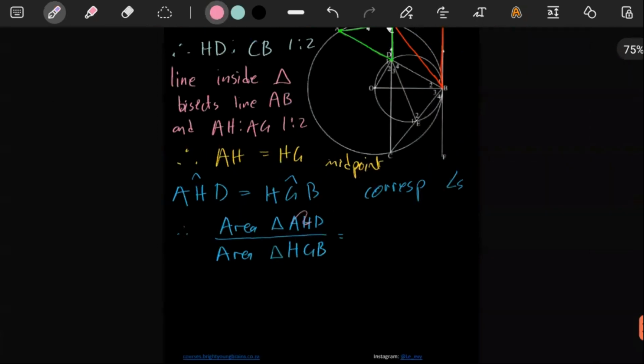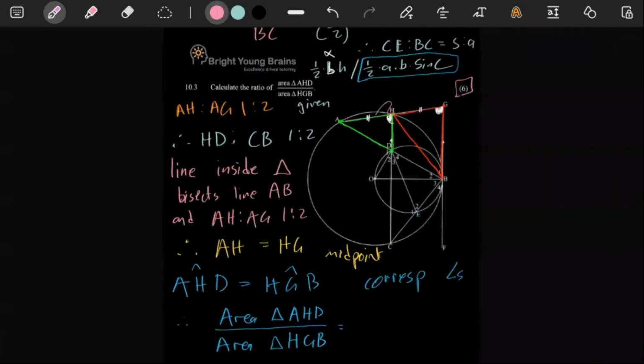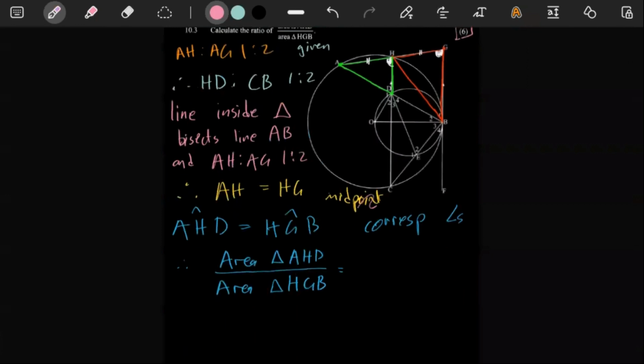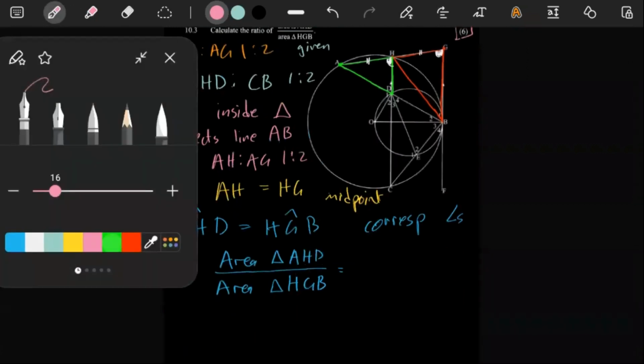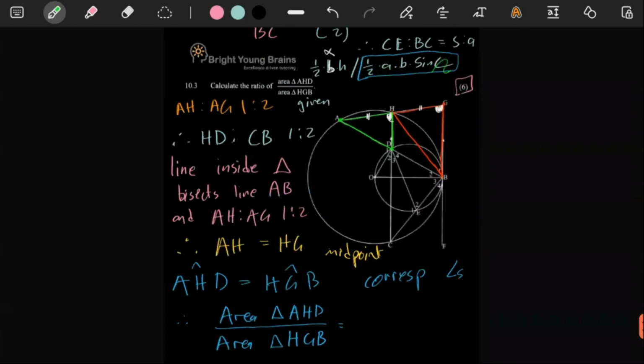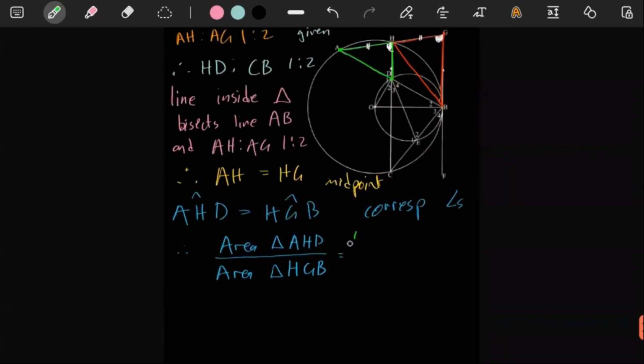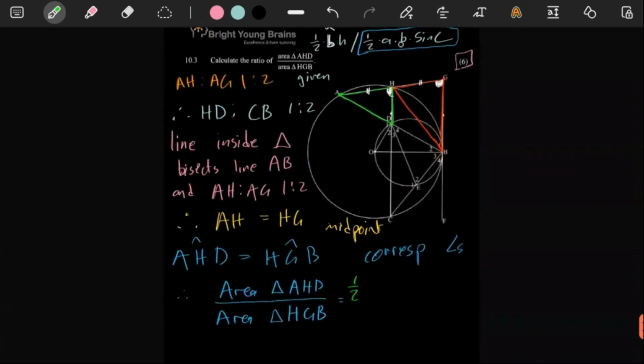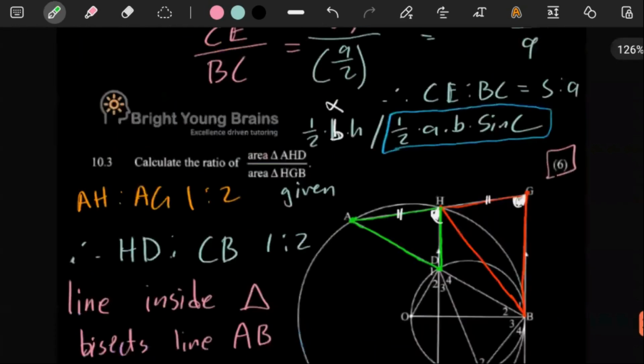We can deal with AHD first. AHD is the green one. So the area of the green triangle, let me even write it in green, we're going to use this formula. It's equal to a half multiplied by two sides multiplied by sine of the angle. Whatever angle you're dealing with, these two sides have to be next to this angle, so this is the angle in the middle. Your small a and small b are going to be these two sides here.